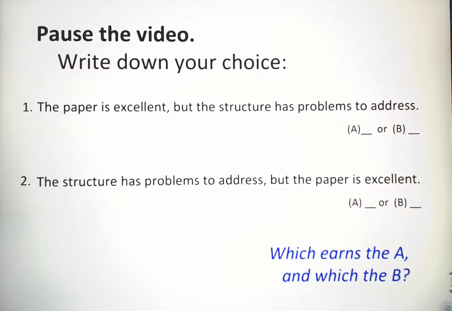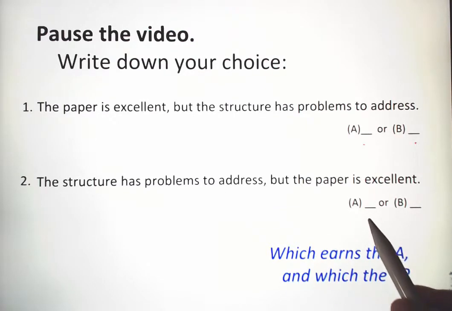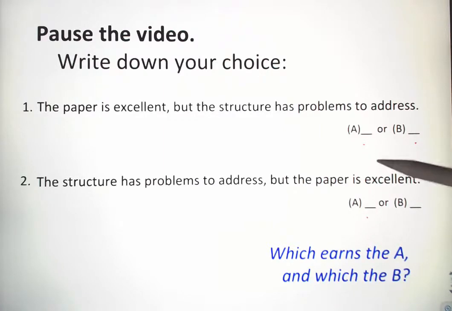Here are the two sentences, and I want you to read them and write down your choice. Sentence 1, did that get the A or the B? Or was it sentence 2 that got the A? So which got the A, sentence 1 or sentence 2? Pause the video, write down your choice.